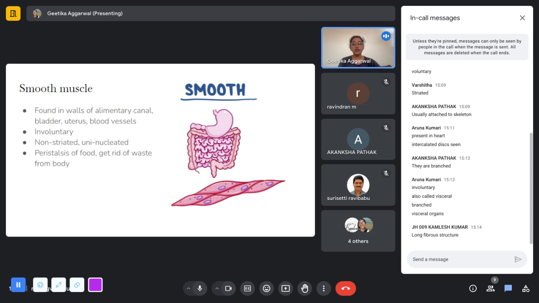And they help in getting rid of the waste from the body when they are present in the excretory system, and they are controlled by the autonomic nervous system. So these are a few basic characteristics of these three different muscle types that you could keep in mind, just to remember what roles these different muscle types play.